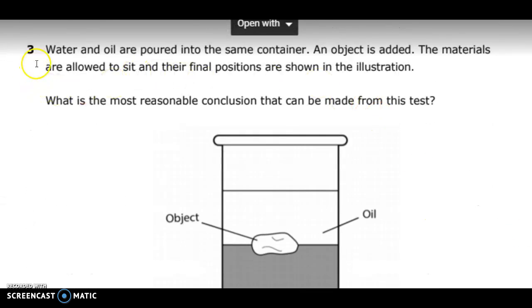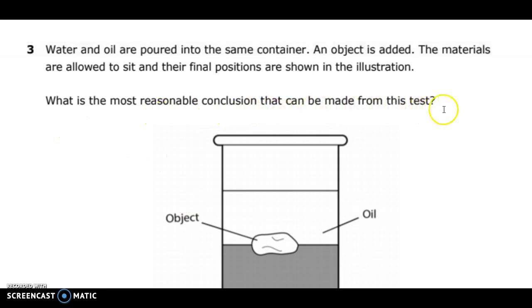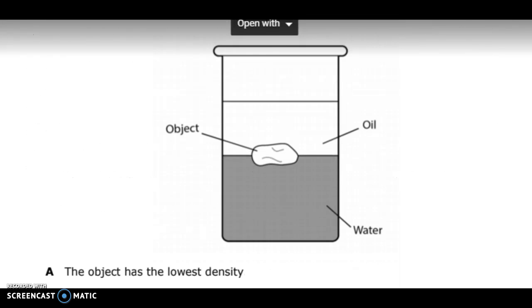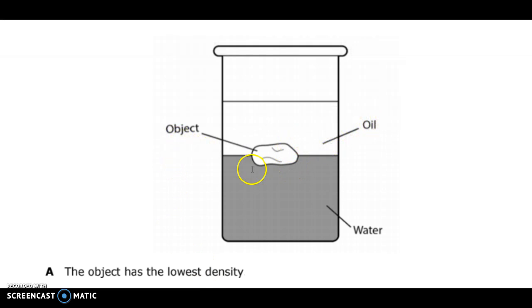Question 3. Water and oil are poured into the same container. An object is added. The materials are allowed to sit and their final positions are shown in the illustration. What is the most reasonable conclusion that can be made from this test? Oil, object, water.